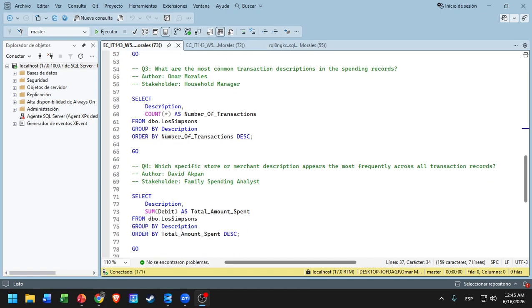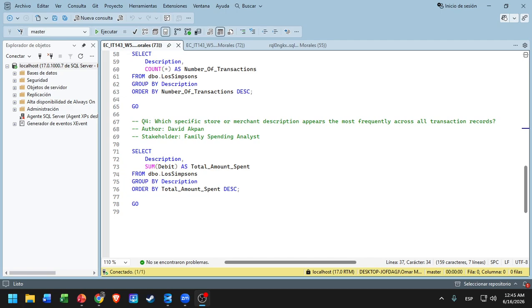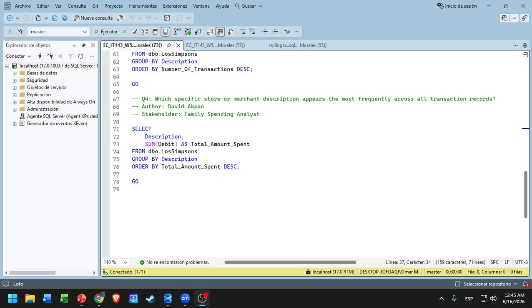The fourth question: which specific store or merchant description appears the most frequently across all transaction records? This SQL query groups the transaction description and calculates the total amount spent for each description using the sum function. The result is ordered from the highest spend category to the lowest. This helps identify where most of the family money is spent.